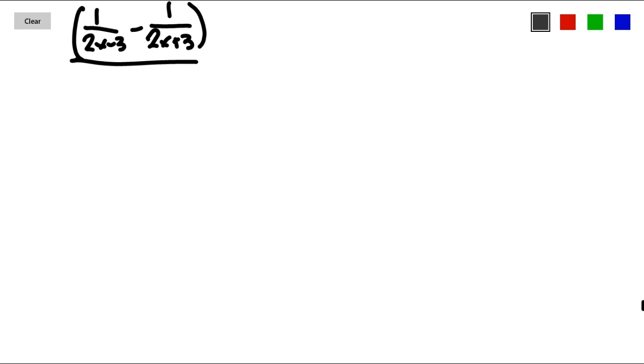Alright, so let's say I had this complex fraction right here. I've got 1 over 2x minus 3 minus 1 over 2x plus 3, and that is divided by 1 over 2x minus 1 over 2x plus 3.